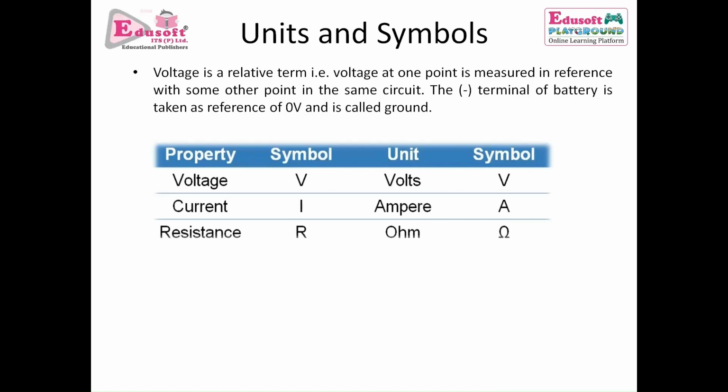We can now talk about the units and symbols of voltage, current, and resistance. The symbol of voltage is V, symbol of current is I, and the resistance symbol is R. And the unit of voltage is volt, the unit of current is ampere, and the unit of resistance is ohm. You can see here the symbols: voltage V, current as A, and resistance as that symbol.